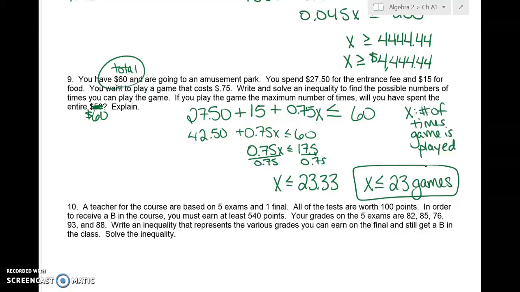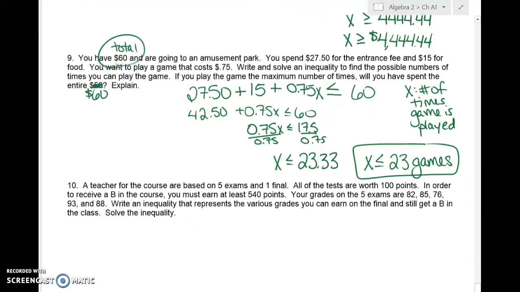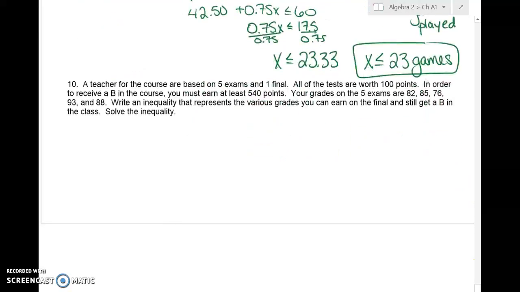All right, number 10. Personally, I don't really like how number 10 is written, so we're going to change it a little bit. The first sentence doesn't really make sense. Grades for a course are based on 5 exams and 1 final. So 6 tests total. All of the tests are worth 100 points. That sentence is actually a little bit of just extra information that you don't really need in the problem.